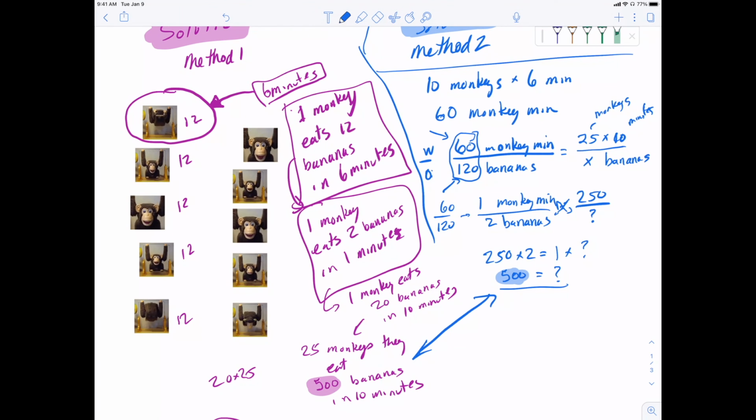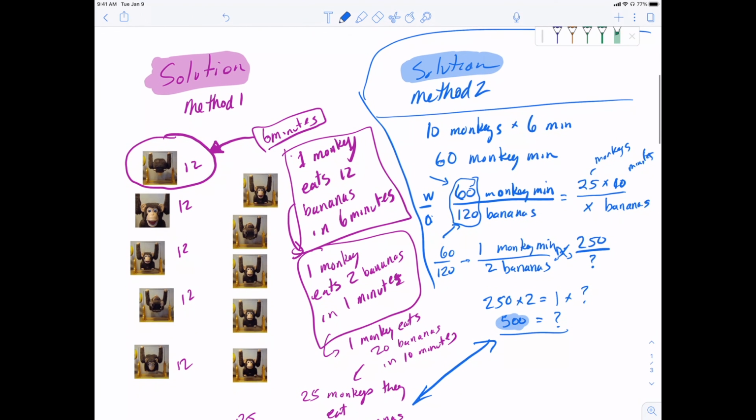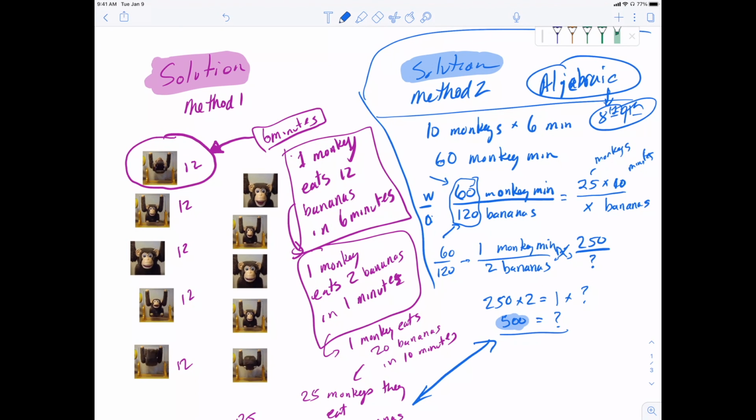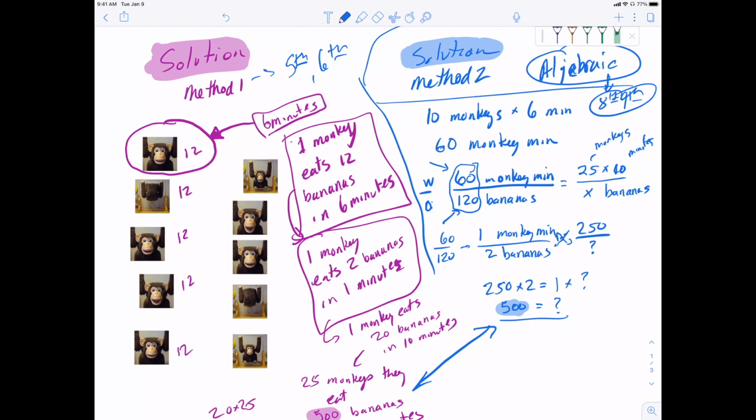So this is kind of the algebraic way of doing it. This is kind of maybe an 8th and 9th grade way of doing it, and this is kind of a 5th and 6th grade way of doing it, and we'll call that good.